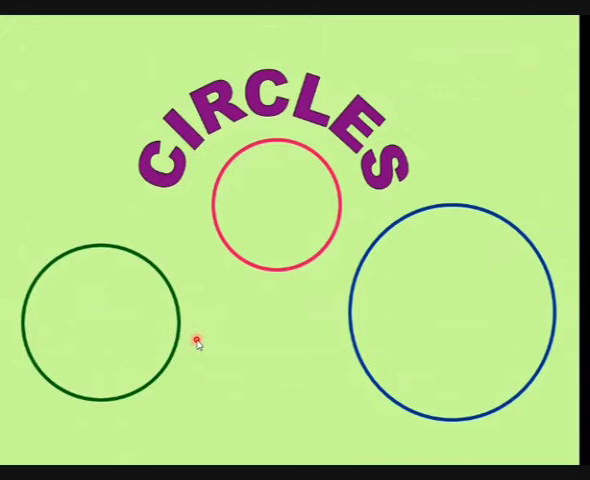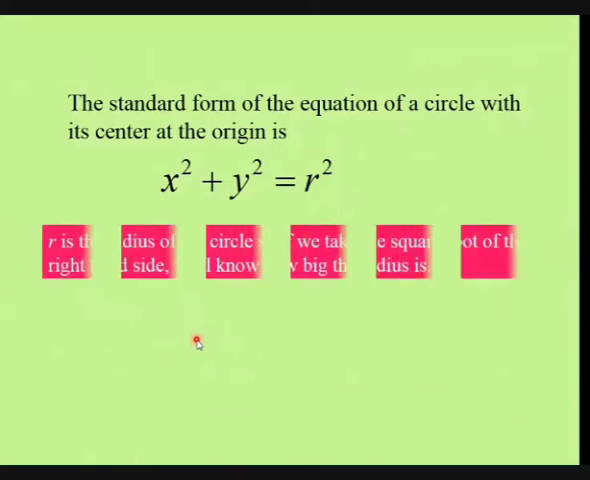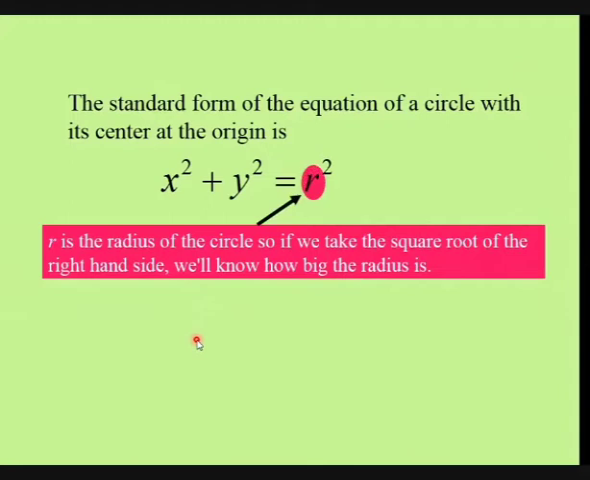Okay, good morning everyone. So what we are going to discuss right now is all about circles, the equation of the circle, and at the same time, how to graph a circle given an equation. Okay, so the standard form of the equation of a circle with its center at the origin is x squared plus y squared equals r squared, where r is the radius of the circle.